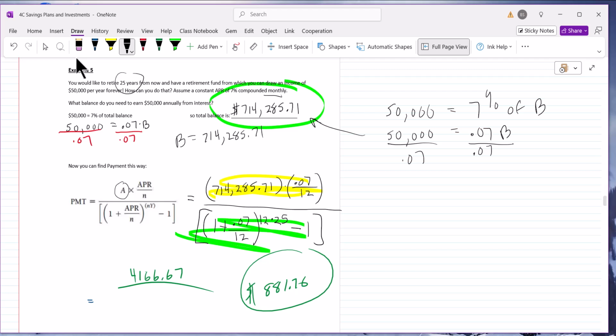So if this was a problem and your goal was $100,000 a year at 2%, you would do 100,000 equals 0.02 times B. And that's the key of the problem. You have to figure out what that amount needs to be. Okay? All right, anybody else have a question on that?